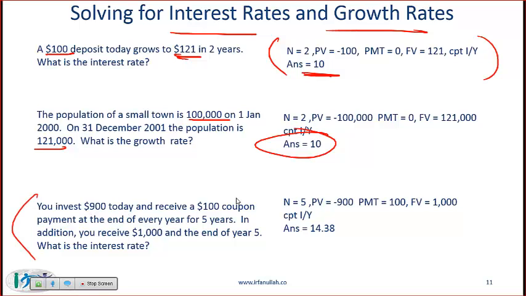This will remind you of fixed income. If you invest 900 today, let's say in a bond, and receive 100 coupon at the end of every year for 5 years, this is the payment. In addition, you receive 100,000 at the end of year 5. What's the interest rate? So plug in numbers. This should look a lot like calculating the yield to maturity on a regular straight bond. So this is the answer that you should get.